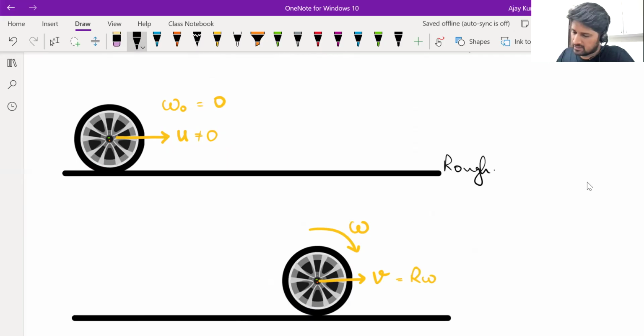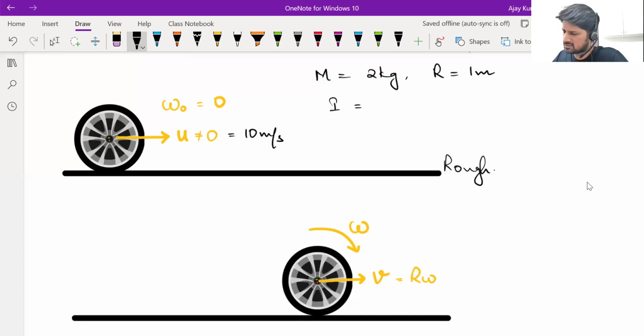Initial velocity, let's take 10 meters per second. Mass 2 kg. Radius, for convenience, let it be 1 meter. Moment of inertia depends on the system actually, but it cannot be more than mr square, so cannot be more than 2. Let's say it is 1 kg meter square. This also for convenience, I'm giving you an easy value. Coefficient of kinetic and static friction, take it as 0.5.